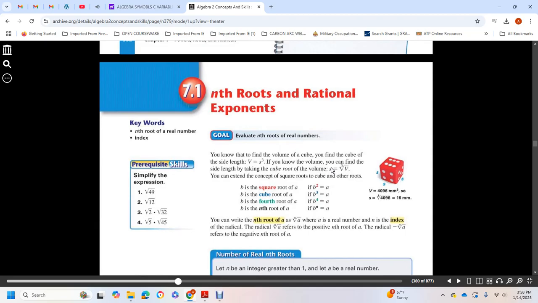Alright, nth roots and rational exponents. You now evaluate the nth roots of real numbers. Consider the volume of a cube: the volume is equal to the side length cubed. If you know the volume, you can find the side length by taking the cube root: the side equals the cube root of the volume. You can extend the concept of square roots to cube roots and other roots.